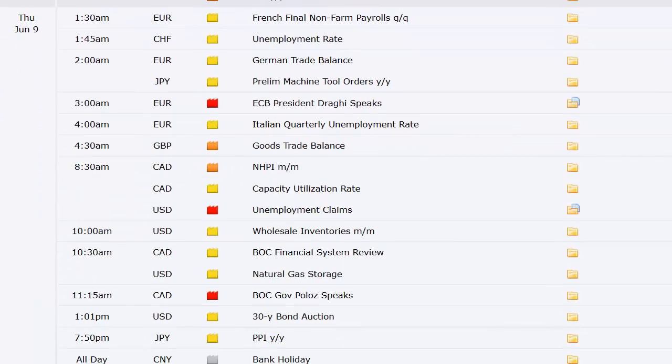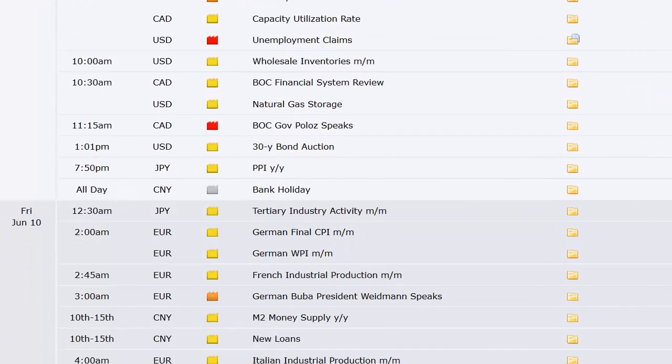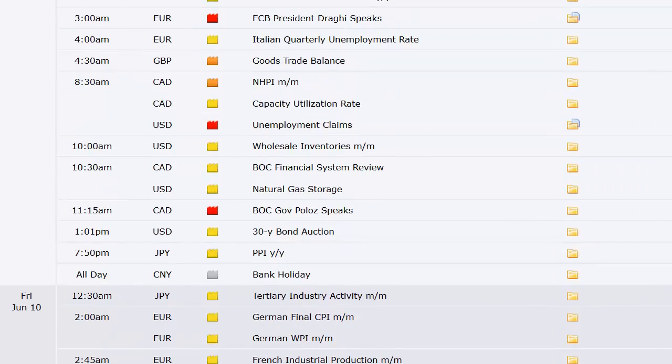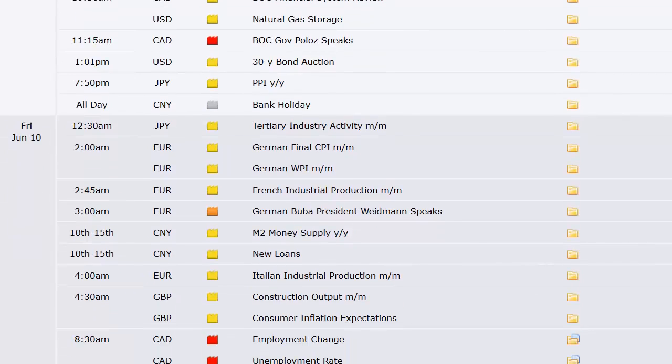I think everybody should. French non-farm payrolls, unemployment rate out of Switzerland, German trade balance, Japan's preliminary machine tool orders, Italian quarterly unemployment rate, the goods trade balance out of the UK, whatever that is. Canada's NHPI and capacity utilization rate. This is Thursday morning on North American side, along with the weekly unemployment claims here in the U.S. Wholesale inventories here in the U.S. Natty gas here in the U.S. It's the weekly number. 30-year bond auction here in the U.S.